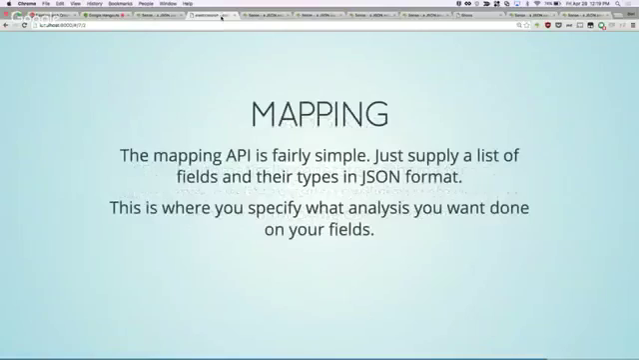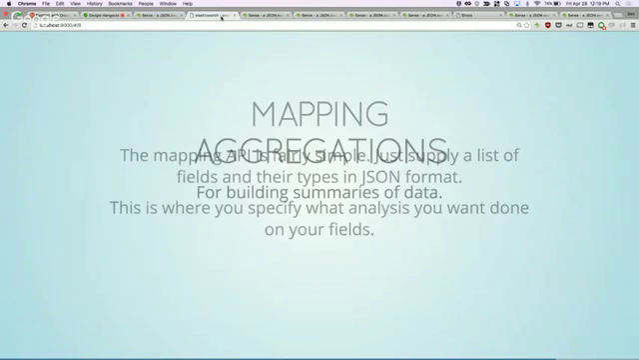Yeah, so there's a whole API built around mapping. It's also where you specify any kind of analysis you want done. So you can specify what kind of tokenization you want done on your fields, whether it's indexed at all, and further analysis stuff. So mapping is kind of important, but we could probably do a whole hour just on that. So I'm not going to get into that too much.